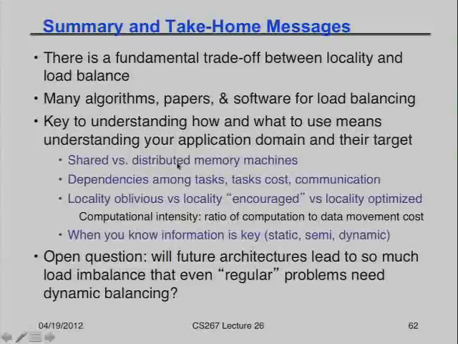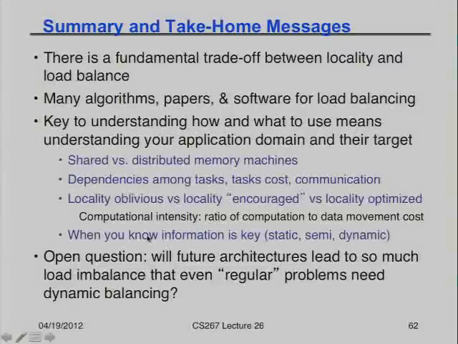So what you need to do if you're worried about load balancing your scheme, your algorithm, is ask: am I going to worry about shared memory versus distributed memory? Am I going to scale up to thousands of processors? What is causing my load imbalance? Do I have to worry about the tasks having dependencies, or are they independent? What are the communication costs? And how am I going to trade off locality versus caring or not caring?